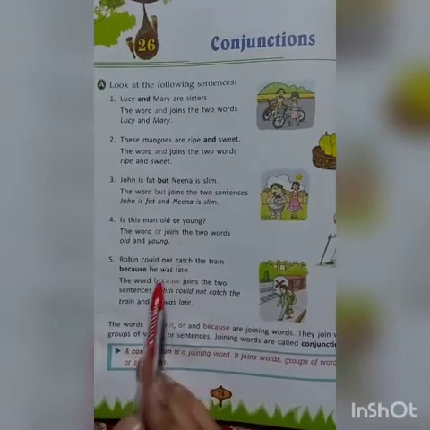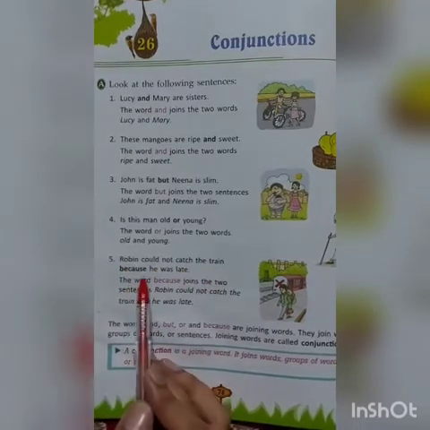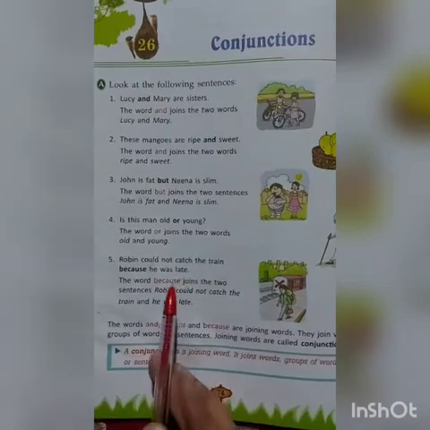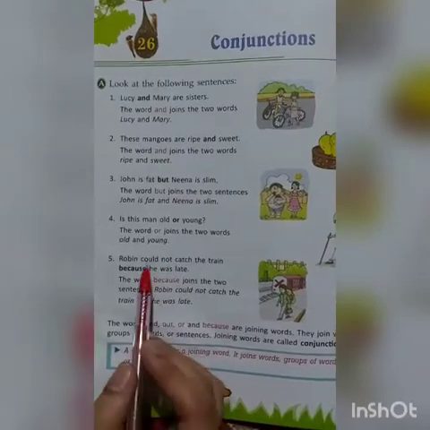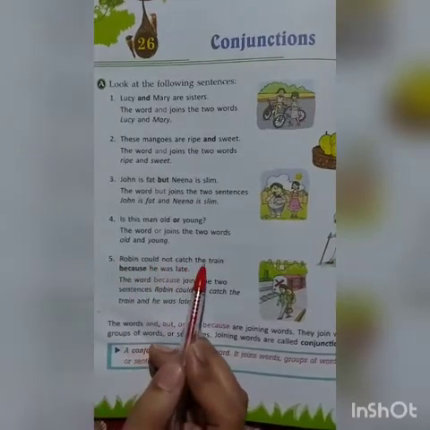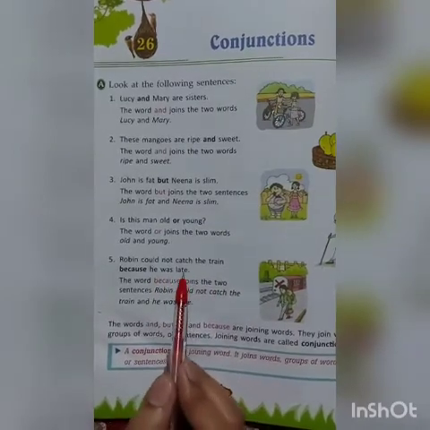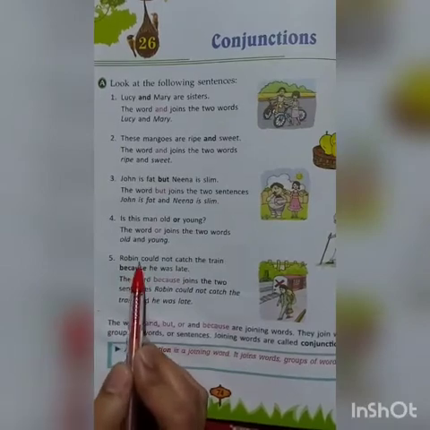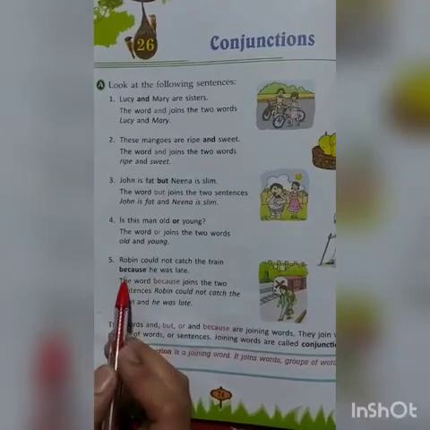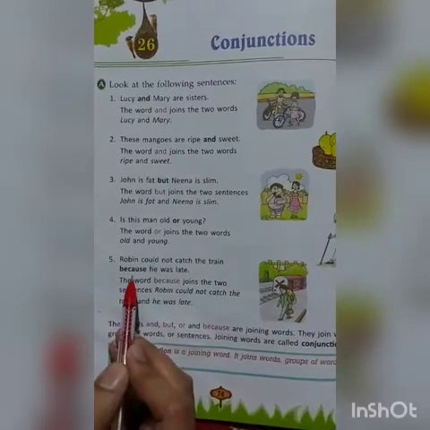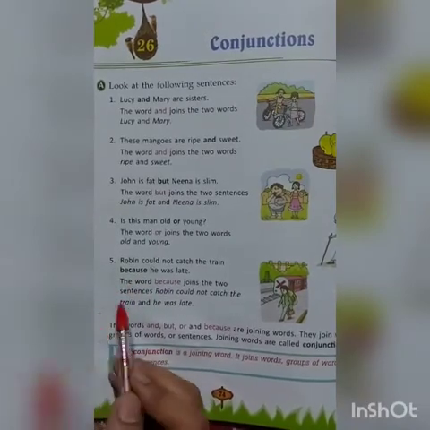Okay? Next, Robin could not catch the train because he was late. Now, the word because joins the two sentences here. The first sentence is Robin could not catch the train. And the next sentence is he was late. And here the word because is joining these two sentences. So, because is used to express a reason or say why something happens.